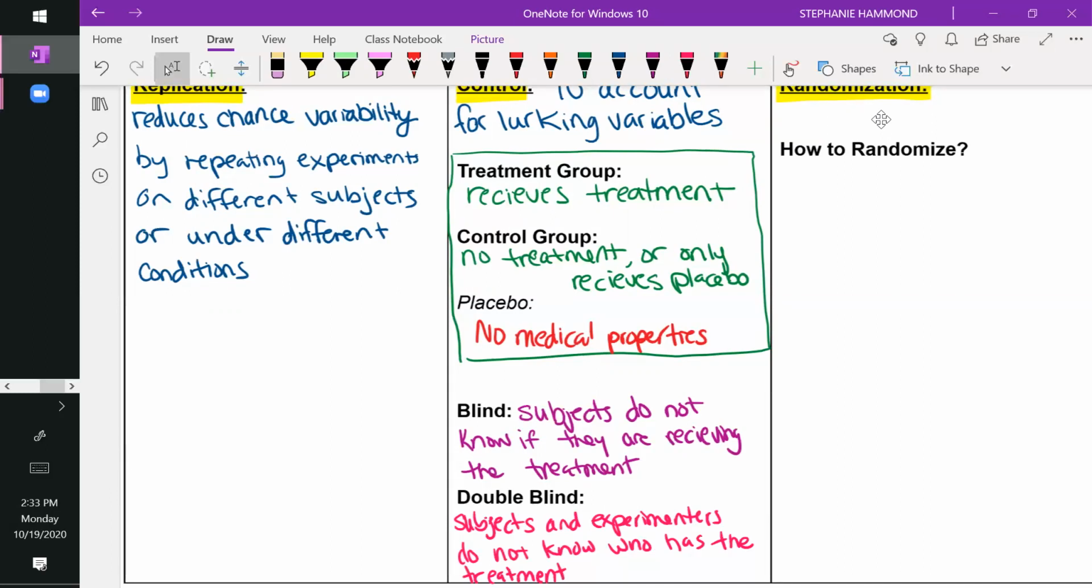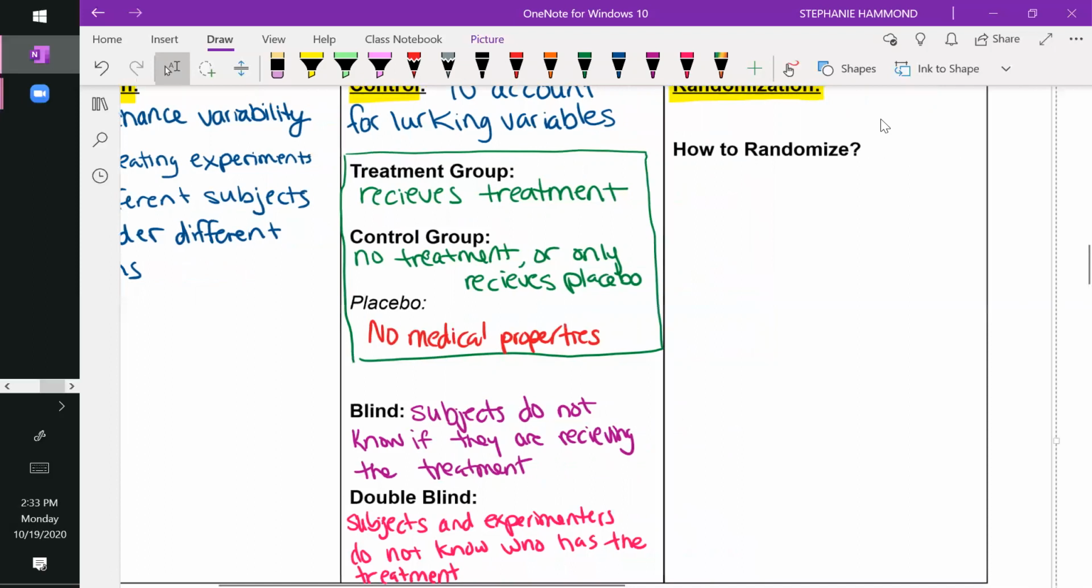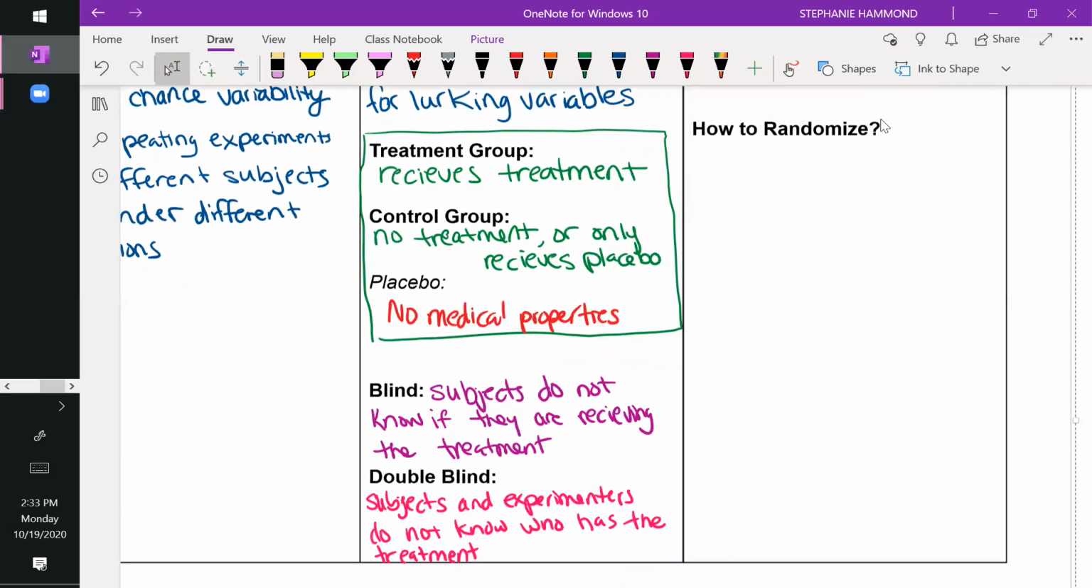So in a double-blind experiment, neither the subjects nor the people who are performing the experiment know who really has a placebo or the actual treatment. And that can be done a number of ways. They can hire an outside person to distribute things and to help manage the treatment itself. But the people who are recording the results, those are the people who would not know who actually got the real treatment.